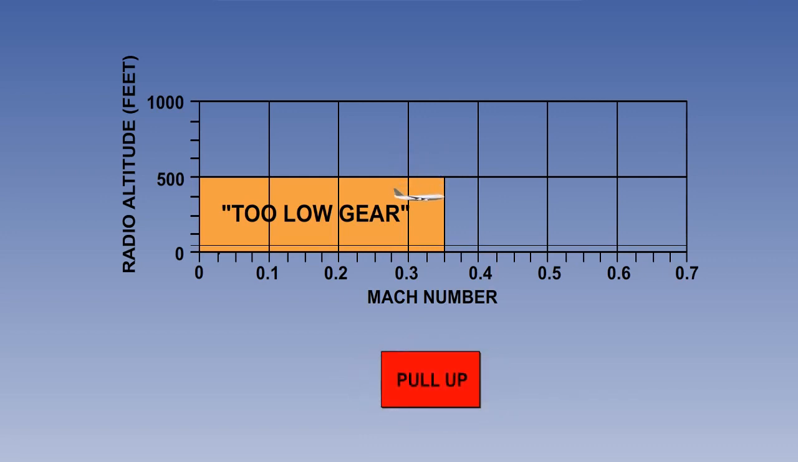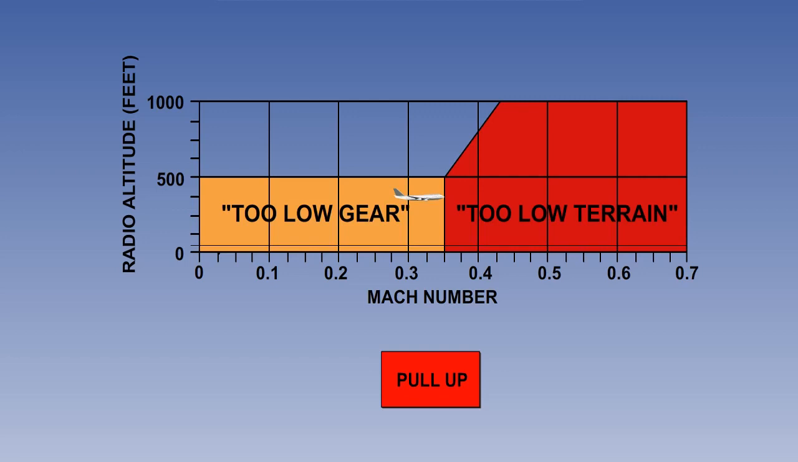With an increase of speed, to above 220 knots, or Mach decimal 35, the boundary is increased to 1,000 feet radio altitude, and the aural alert changes to "too low terrain." It is also repeated every second and a half. "Too low terrain."